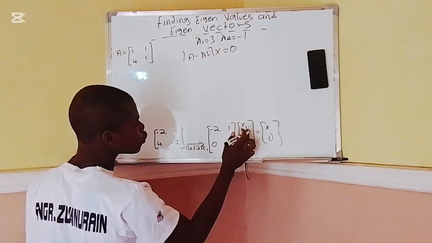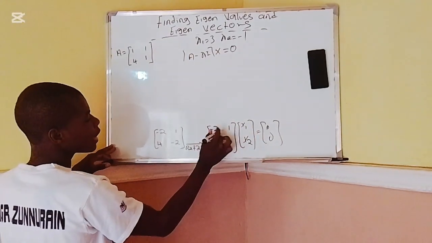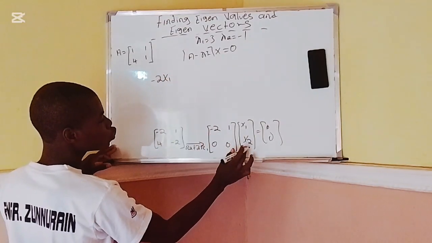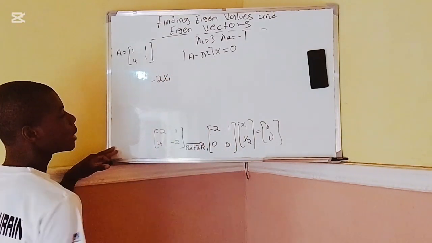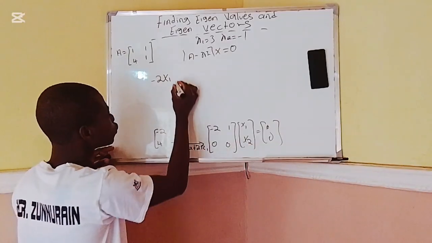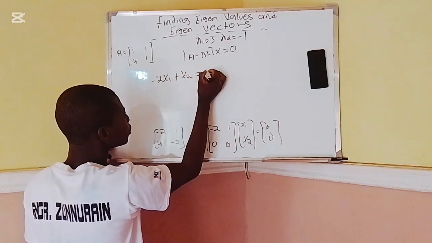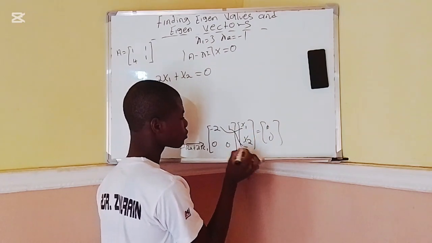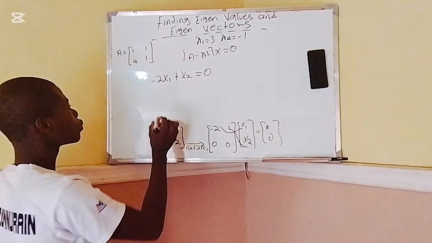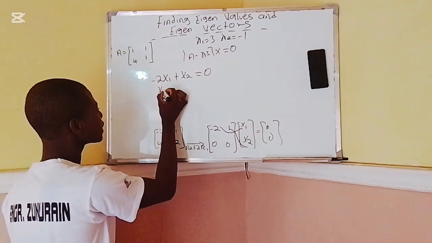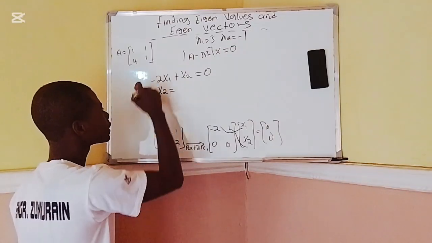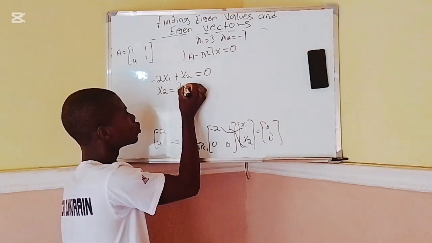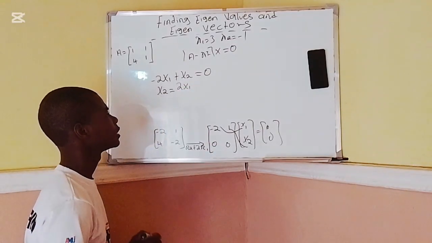So therefore, if minus 2 multiplied by what? Minus 2, it will give me minus 2x1, and minus 2 multiplied by minus what? Okay, sorry, 1 multiplied by x2, it will give me plus x2, it will be equal to 0. I have to get it: this multiplied by this, and this multiplied by this. So therefore, let x2 be equal to what? If negative 2x1 crosses the equal sign, it will become what? 2x1. Yes.